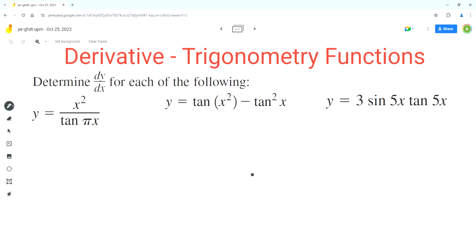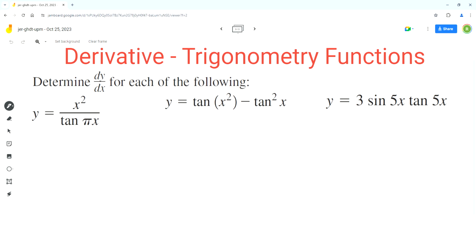So in this video, we'll find the derivatives of these three functions. So let's start with the first one. y equals x squared over tan pi x. Now this expression is in the form of a fraction. There is this x squared, a polynomial function in the numerator, and tan function in the denominator. So we can use quotient rule to find the derivative of this function.